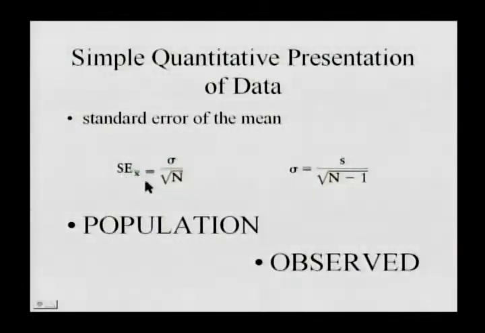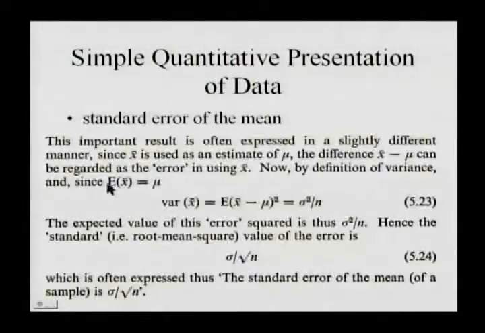SE sub x bar, the standard error of the mean, is sigma over the square root of the population size. For observed, sigma is replaced by the standard deviation over the square root of the sample size minus 1 to produce the standard error of the mean for the observed. So the standard error of the mean is an important result, often expressed in a slightly different manner. Since x bar is used as an estimate of mu, then the difference x bar minus mu can be regarded as the error in using x bar. We're recognizing this as bias.